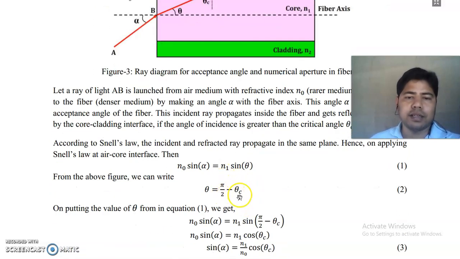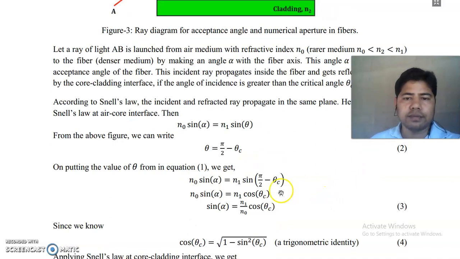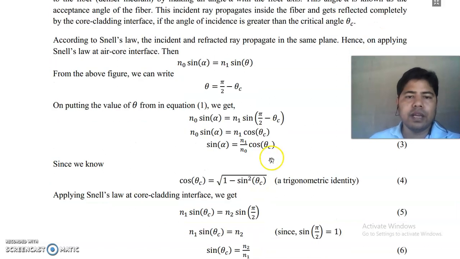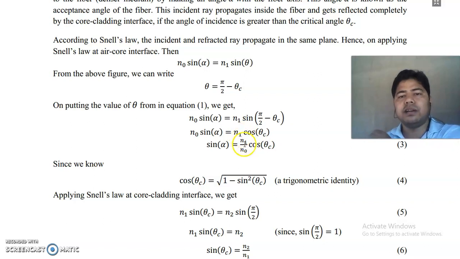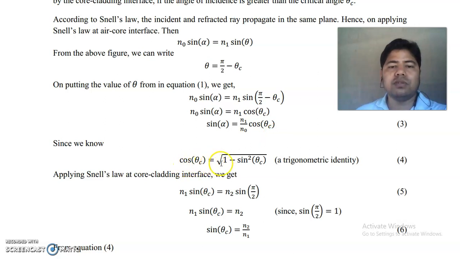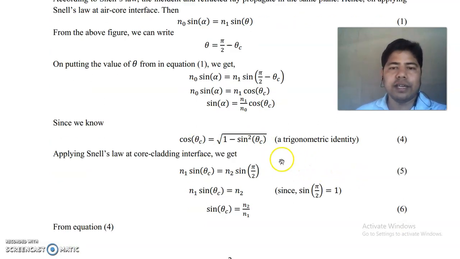If we put pi by 2 minus theta c as the value of theta in equation 1, we get n naught sine alpha equal to n1 sine of pi by 2 minus theta c. Now sine of 90 minus theta c is equal to cos theta c, a trigonometric identity. By cross multiplication, sine alpha equals n1 by n naught into cos theta c. Since cos theta equals under root 1 minus sine square theta, another trigonometric identity, we keep it.